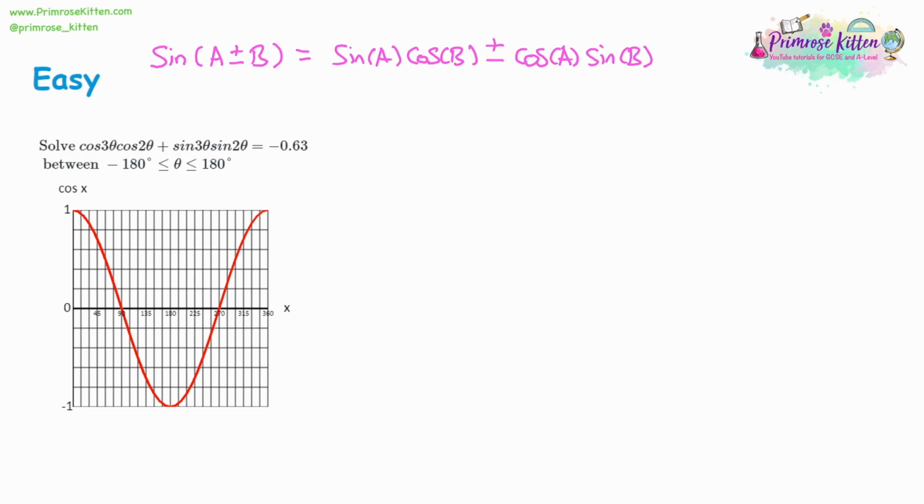There's also a version of this for cos. So cos A plus B is equal to cos A multiplied by cos B minus sine A multiplied by sine B.